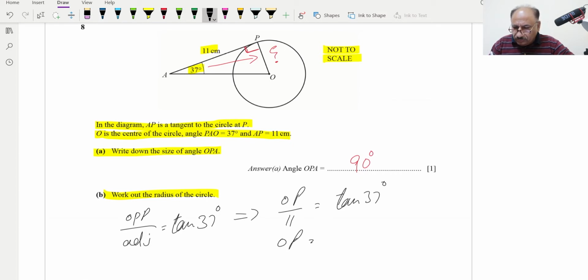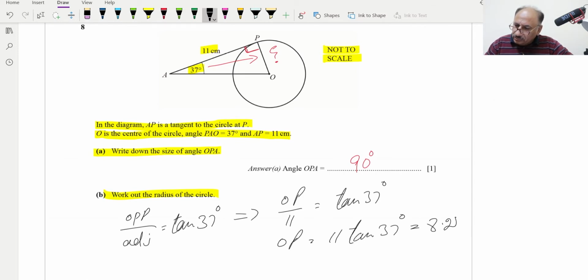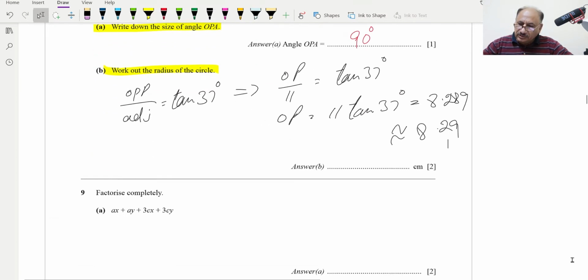So OP will be equal to 11 tan of 37 degrees, which will be equal to 11 multiplied by tan of 37, and this will be equal to 8.289. And the answer, if we give it to 3 significant figures, we can write 8.29 as the answer. So this will be in centimeters. So the answer will be 8.29 centimeters, which is already written.